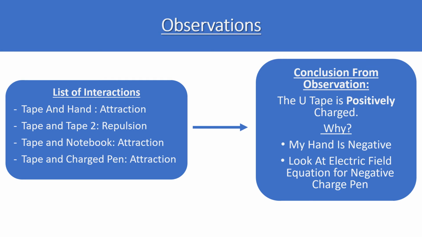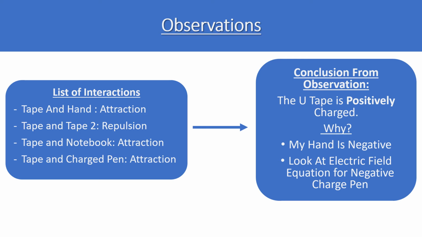Before we can reach our goal, we must establish the type of charge our U-tape has. We did this with a series of interactions. In interaction 1, between the tape and my hand, we saw attraction. Between tape and another piece of tape, we saw repulsion when they experienced the same charge transfer. Between tape and notebook, which is a neutral object, we saw attraction. And last, between tape and a negatively charged pen, we saw attraction. From these observations, we can conclude that the U-tape is positively charged.